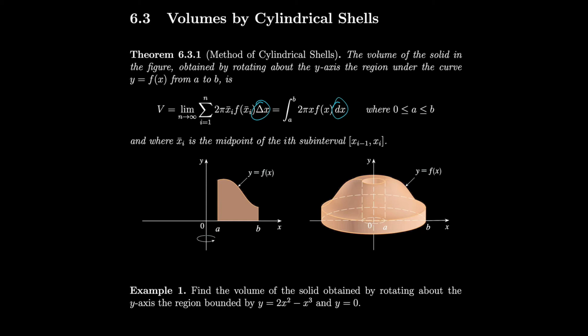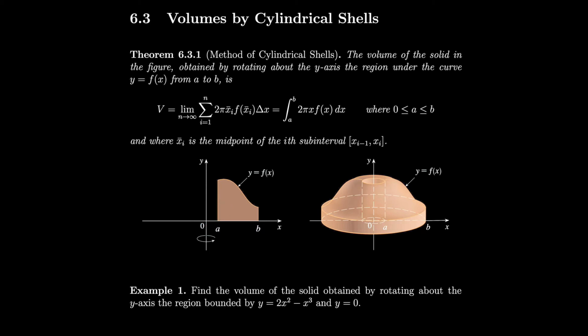Sometimes when we do the washer or disk method, it becomes hard to integrate because maybe it's hard to solve a function in terms of y. Like for this one, if each washer has a tiny thickness delta y, that means that we need to write our function as x equals a function in terms of y. It can sometimes be hard to solve for x. So that's where the shell method comes in.